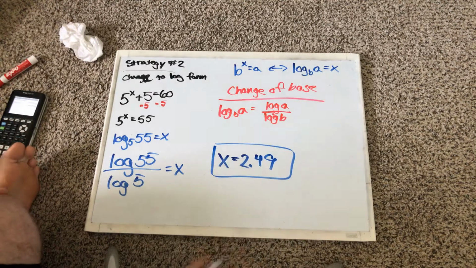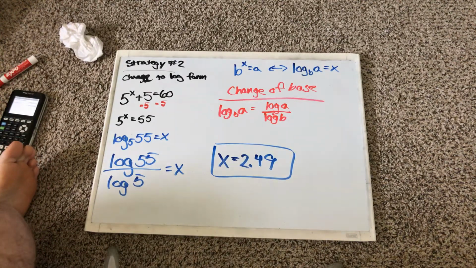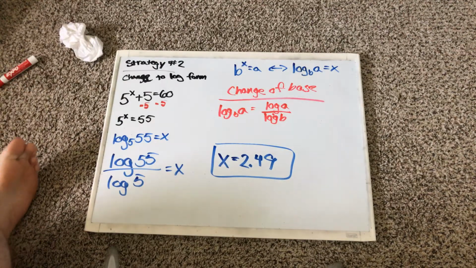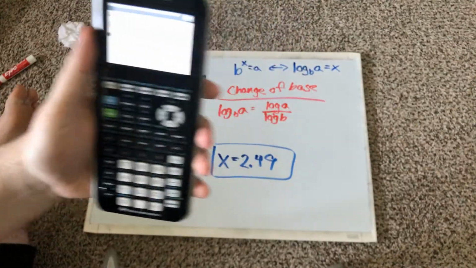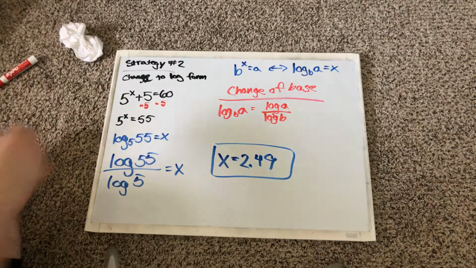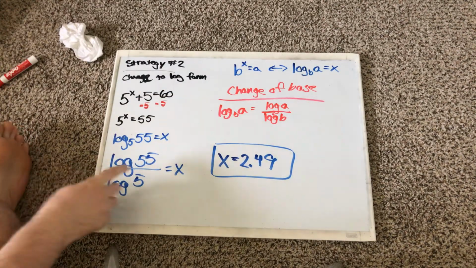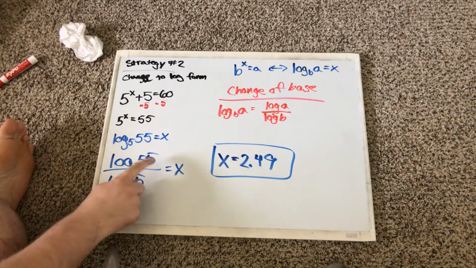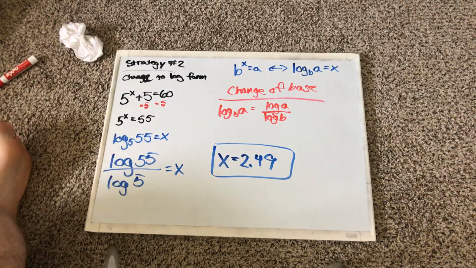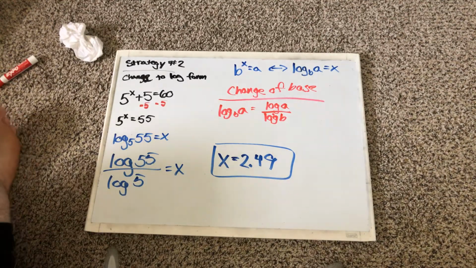Like I said earlier, do not say, hey, 55 divided by 5 is 11. If you put log 11 in your calculator, you wind up getting 1.04, which is not 2.49. So please put it in your calculator just like this. Please make sure that you're closing your parentheses. Parentheses are important.